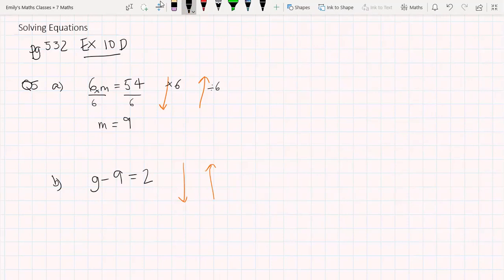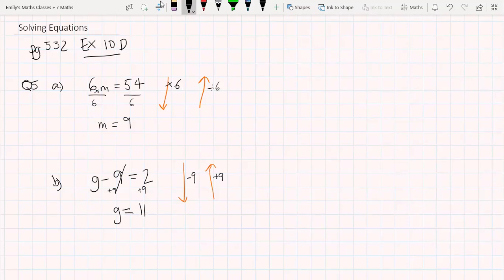Let's have a look at this g. It had 9 taken away from it. So if we're going to undo that take away 9, we're going to add 9. This is what we need to do to both sides of the equation. Add 9, add 9. Minus 9 plus 9 goes, and we're left with g is equal to 2 plus 9, which is 11. That's it.